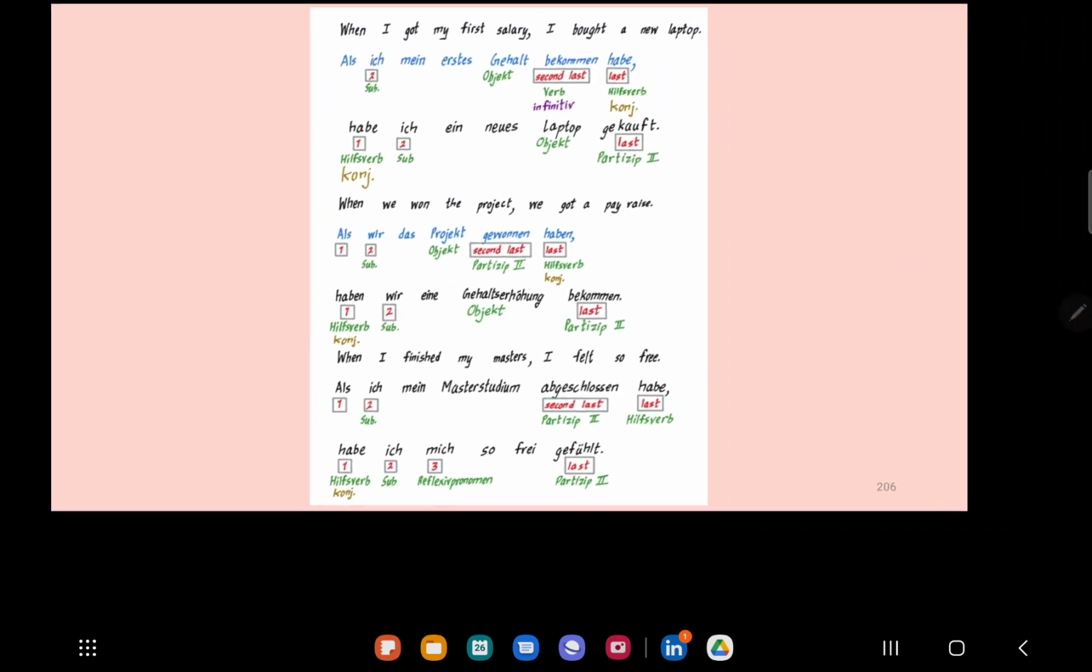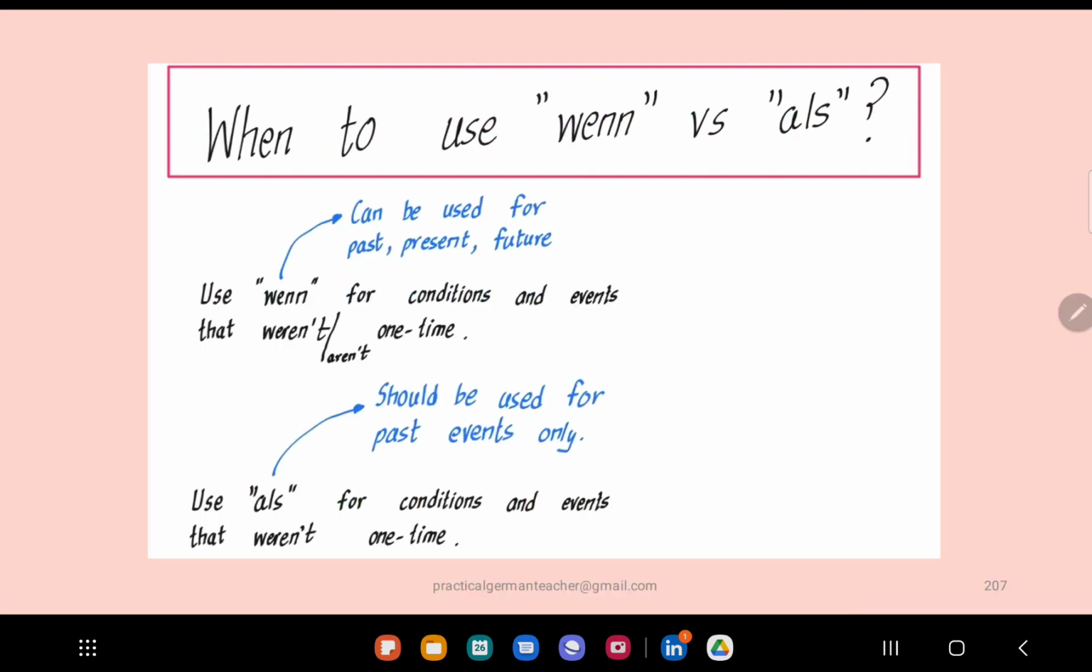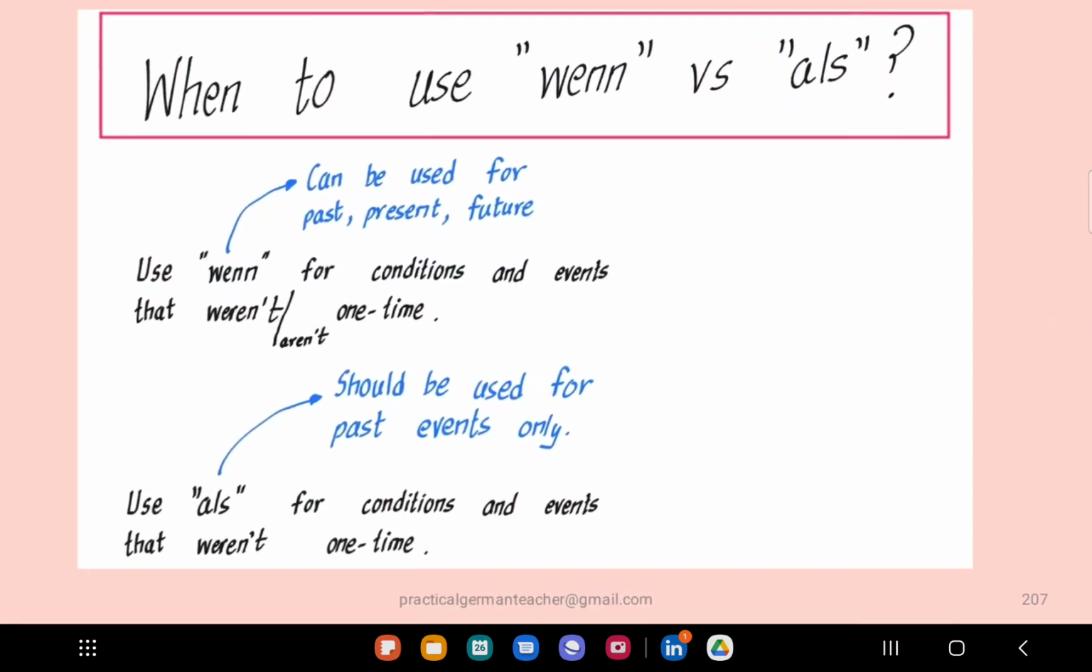Having said all of that, I think you know when to use als. Let's just complete that thought process. So you use wenn for conditions and events that weren't or aren't one time. Notice how I say weren't or aren't. So you can use it for past and present events that aren't or weren't one time. Future also you can use. We will talk about how you can do that.